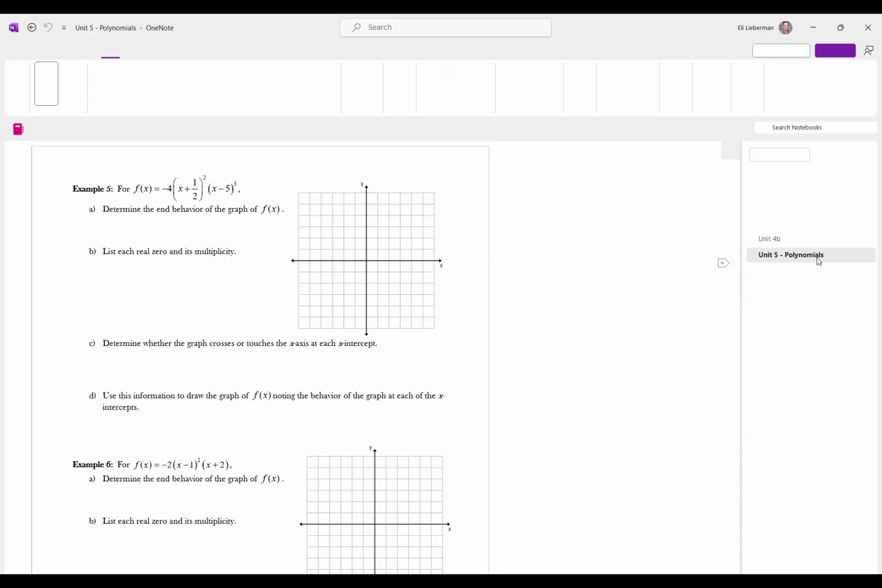Take a moment to discuss with your neighbor what you know about the graph of this function using everything that you've talked about so far.